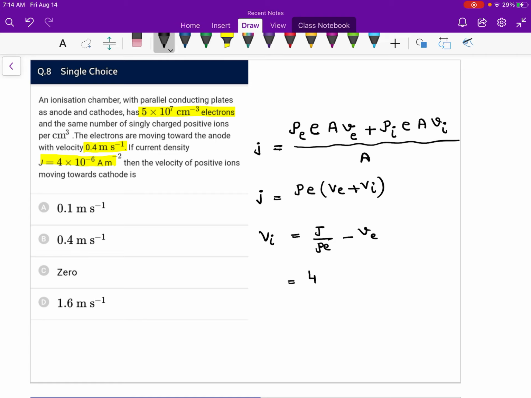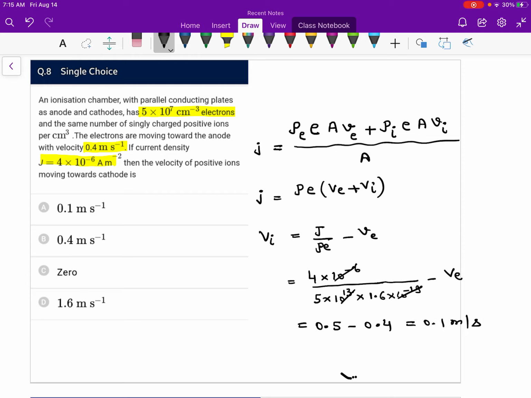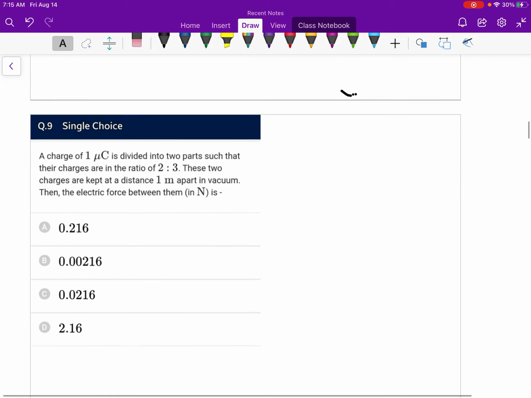J is 4 into 10 to the power minus 6. Rho is 5 into 10 to the power 7 per centimeter cube, so 5 into 10 to the power 13 per meter cube, into 1.6 into 10 to the power minus 19, minus VE. The powers cancel. 1.6 into 5 is 8, 4 upon 8 is 0.5. So 0.5 minus 0.4, this is 0.1 meter per second. So A is the correct option.